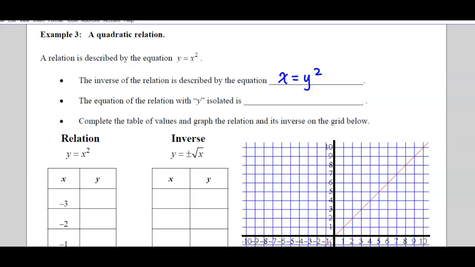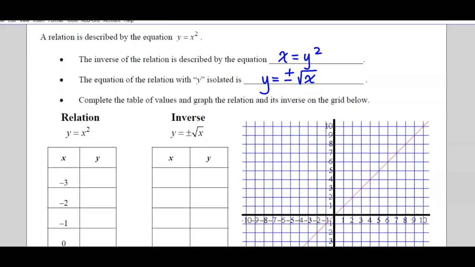If we solve for y here, remember, when you take the root of both sides, we have to take the positive and negative root. Okay. If we don't, we're only going to get one arm, because we're starting with a parabola.